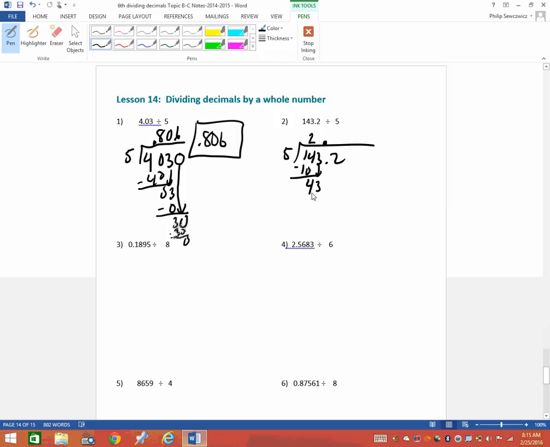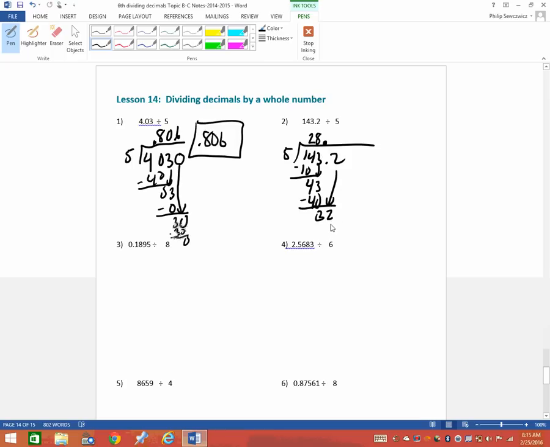How many groups of 5 can I take out of 43? That's 8. And again, it's out of the 3, so the 43, that's why I'm above the 3. You can see if we don't put the numbers in the right spot, it's going to throw off our answer. Instead of a 28, I might have a 2 and 8 tenths. So again, placement's key here. Subtract, get a 3, bring down the 2.